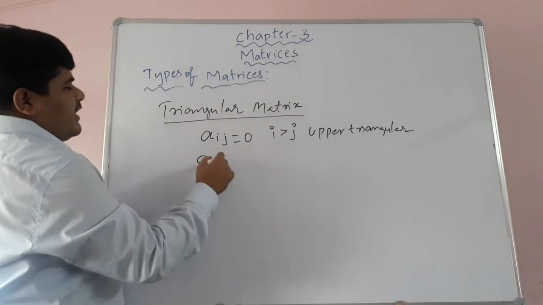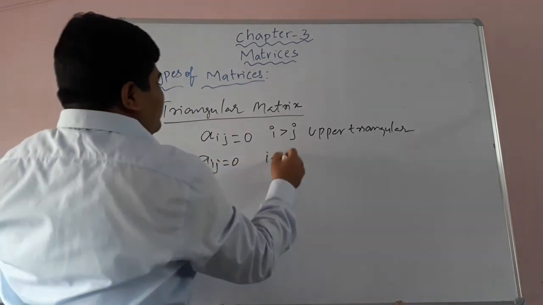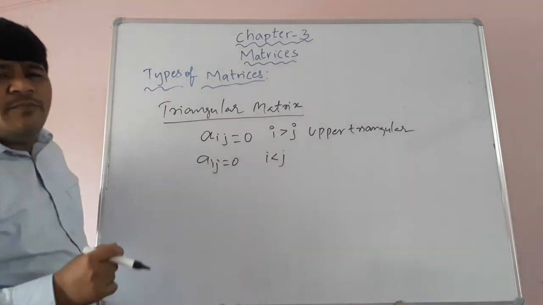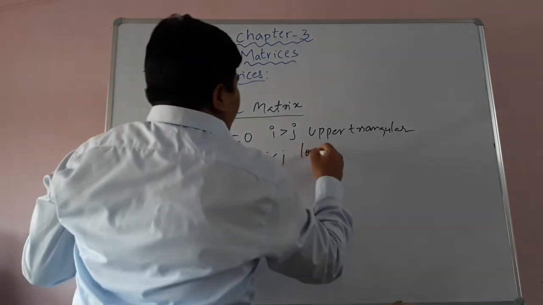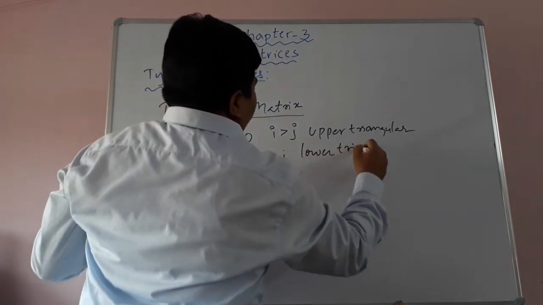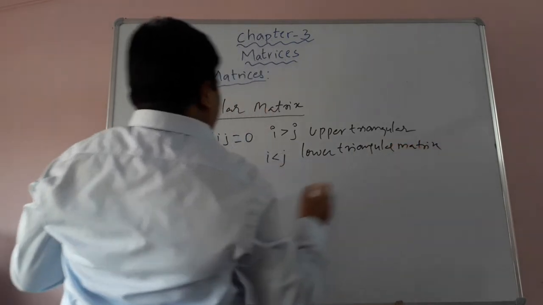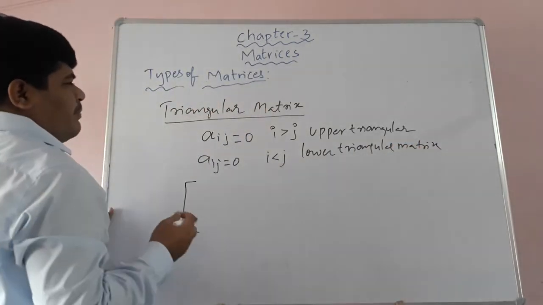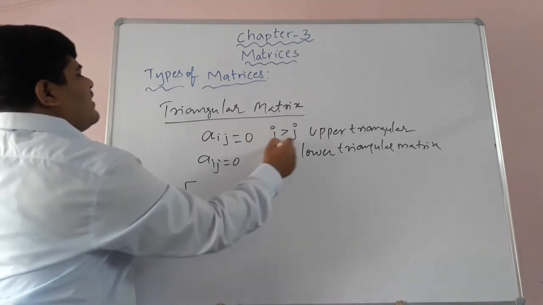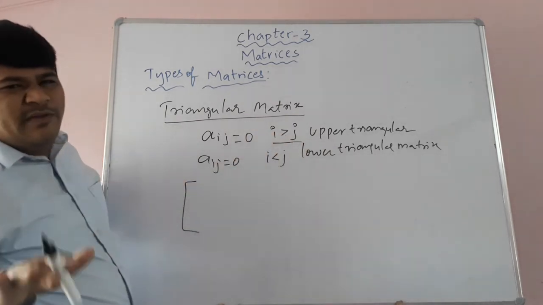So Aij is equal to 0 if i is less than j. In this case, the matrix is said to be a lower triangular matrix. Children, let's see. I am taking one matrix, an upper triangular matrix. So when i is greater than j, then the elements must be 0.